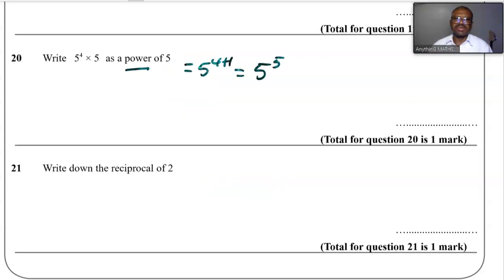A reciprocal of something is 1 over, or raise it to the power negative 1. And therefore, if we want to find the reciprocal of 2, we can say 2 raised to the power negative 1, which is the same as 1 over 2. So the reciprocal of 2 is 1 over 2.